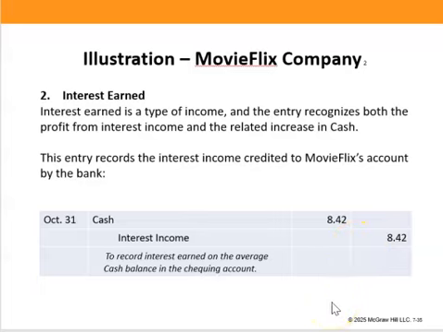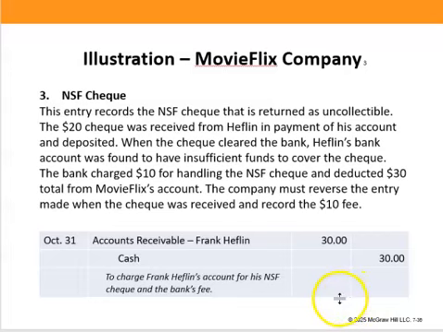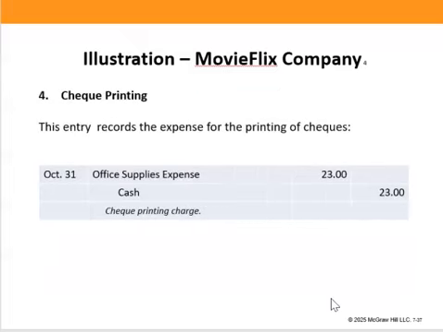The other thing that we can record is cash, because we have cash of $8.42. The other side of that entry is interest income. So it's a type of revenue. We earned it. And then for the non-sufficient funds, we have to put it back to our customer and reduce our cash because the customer still owes us that money because it bounced. And then we need to record check printing, so office supplies expense, cash $23.